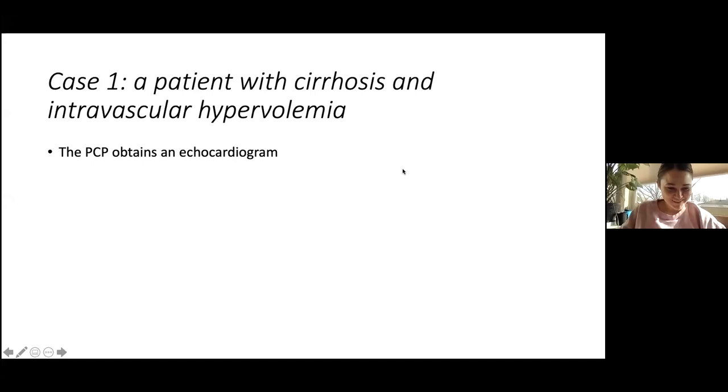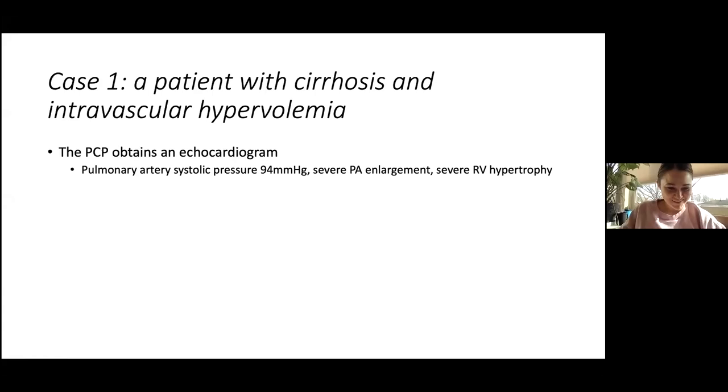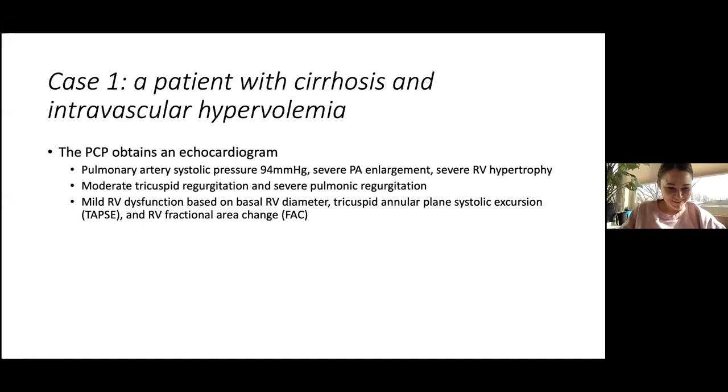So I have some information for you, things that you wanted. Her PA systolic pressure was 94 millimeters of mercury. So that's quite high. She does have pulmonary artery changes, severe PA enlargement, and then severe RV hypertrophy. A little bit more, she's got moderate tricuspid regurg and severe pulmonic regurg.